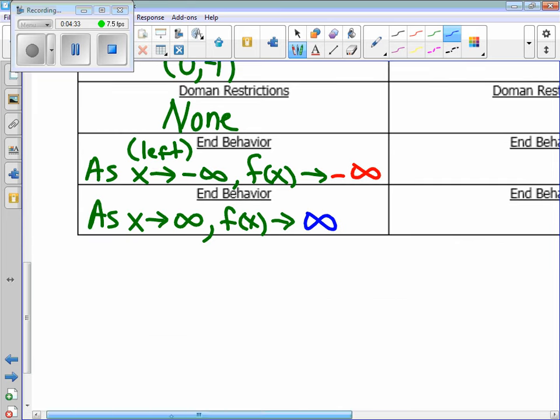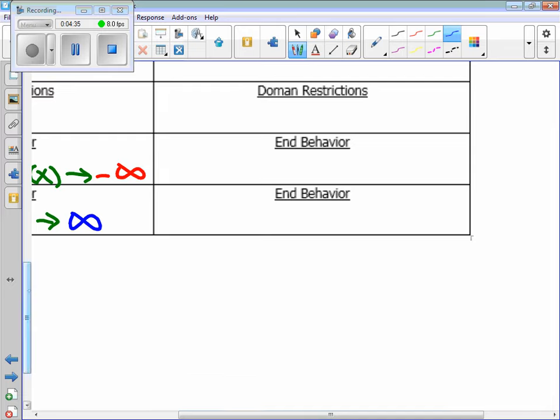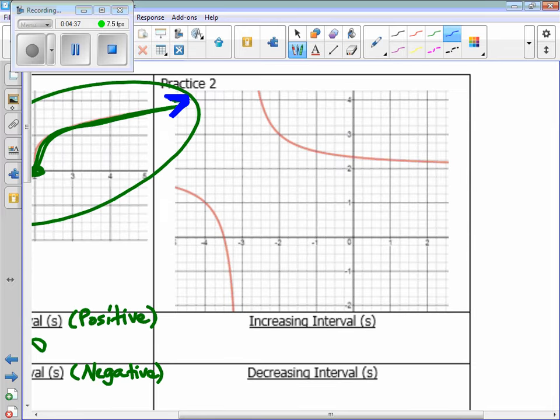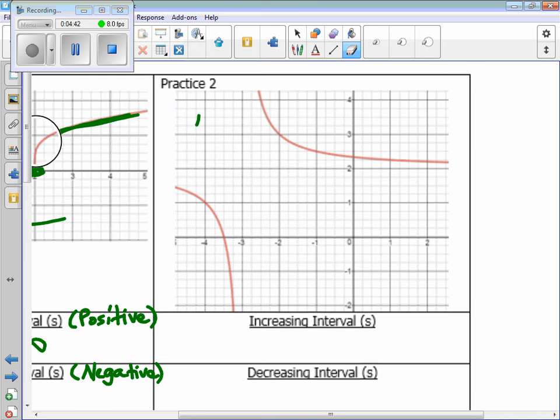Moving on, we have a rational function. There are two parts of the graph here, so we know that there's going to be some domain restrictions.